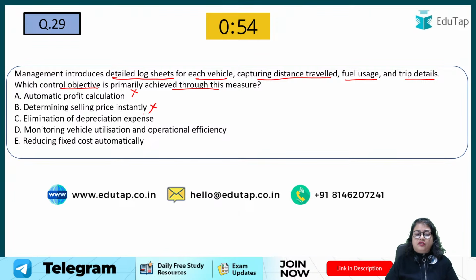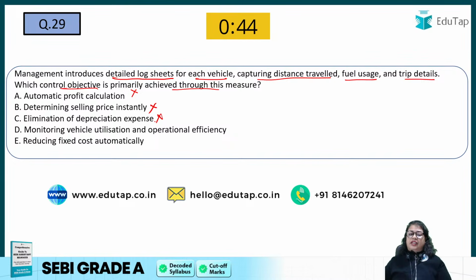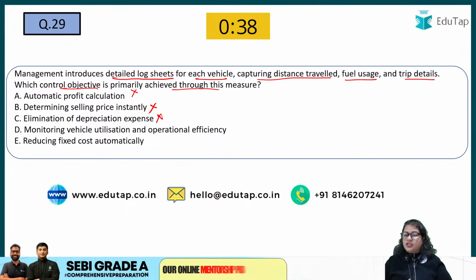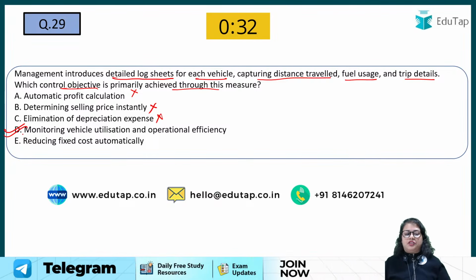Then elimination of the depreciation expense. We are not trying to eliminate the depreciation expense. We will include that when we calculate the cost. So this is wrong. Now monitoring the vehicle utilization and the operational efficiency. So basically this is for the monitoring, how much the vehicle traveled and everything. So this is the correct answer, to see the vehicle utilization and operational efficiency.